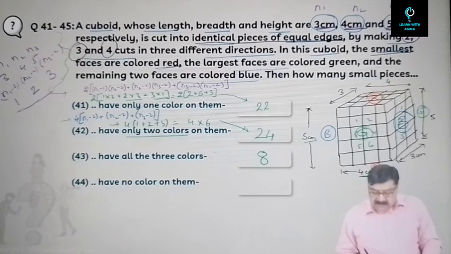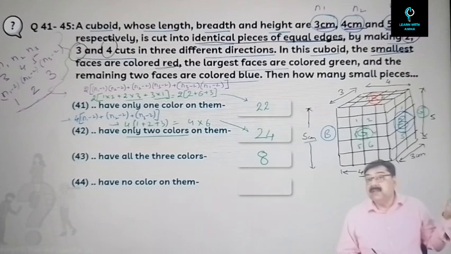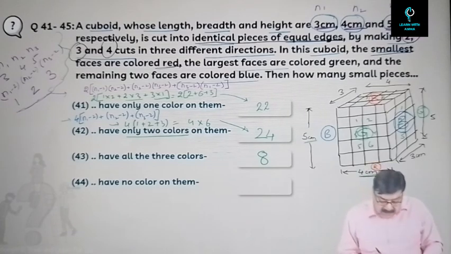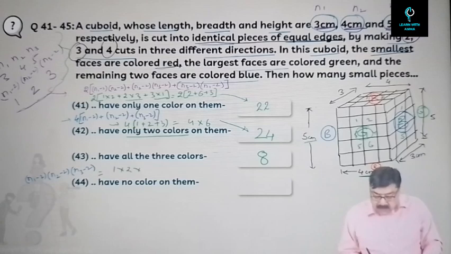So how many have no color on them? Well, what was the formula for that? It was n minus 2 whole cube in case of a cube. Whereas here, it is n1 minus 2 into n2 minus 2 into n3 minus 2, which shall be 1 into 2 into 3, which is equal to 6.